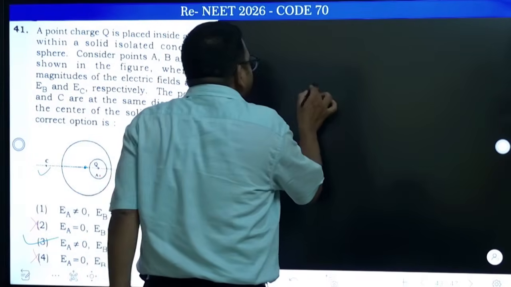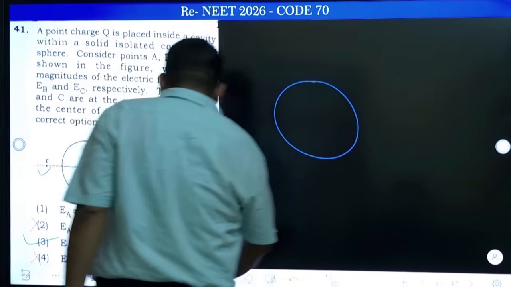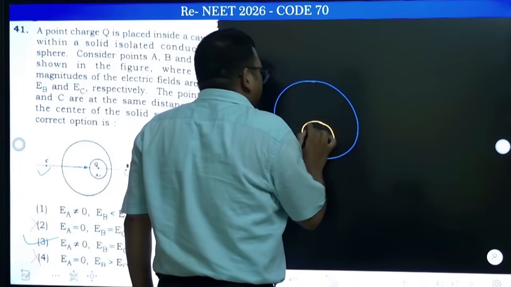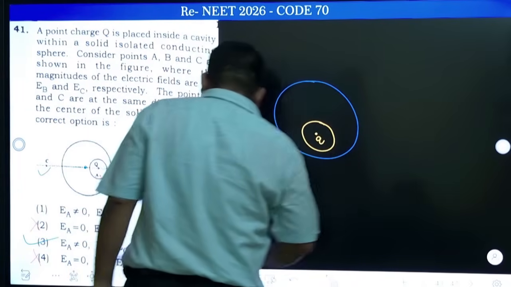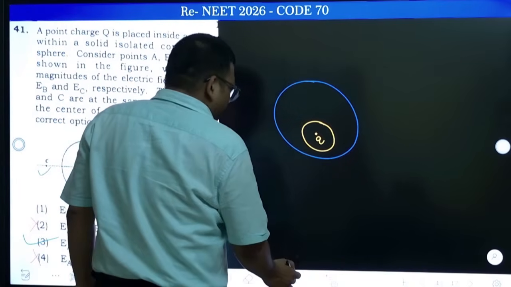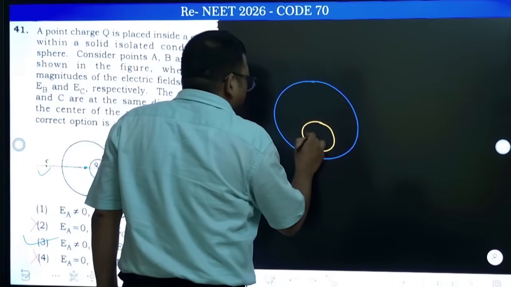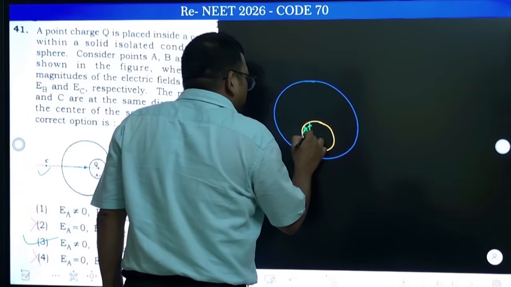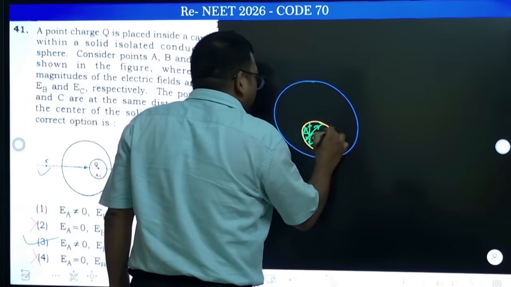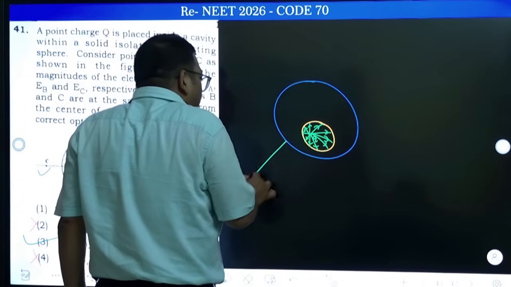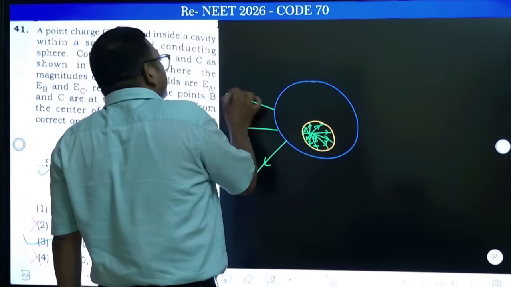How will you understand this? This is a very important result you have to note. Suppose there is a cavity here and you are keeping some charge here. Anywhere you keep the charge, suppose I keep the charge here, the field lines inside will be non-uniform. Here the electric field line density will be non-uniform, but outside the field lines are uniform.